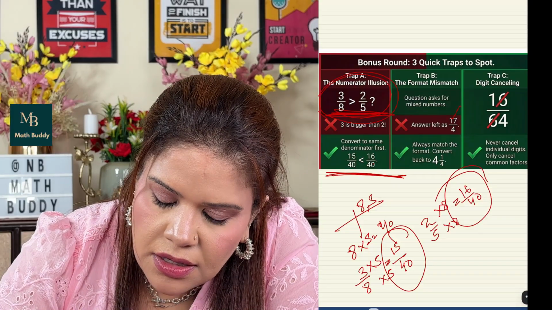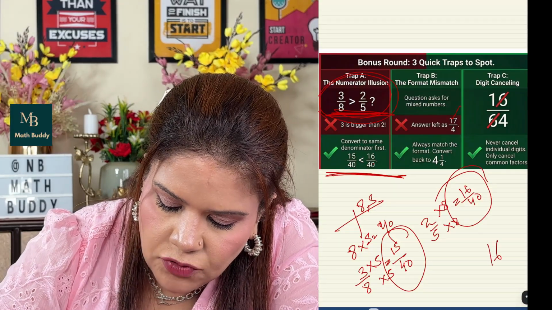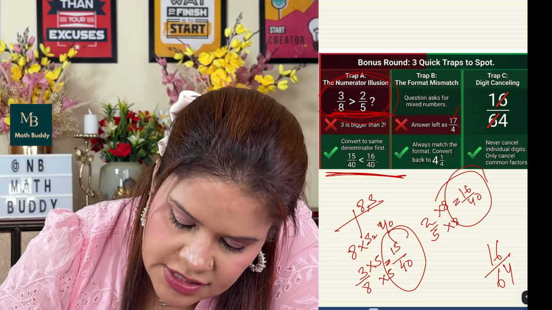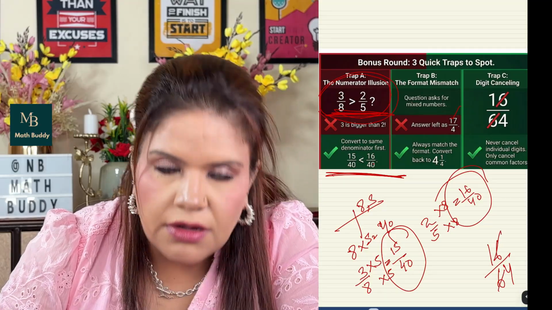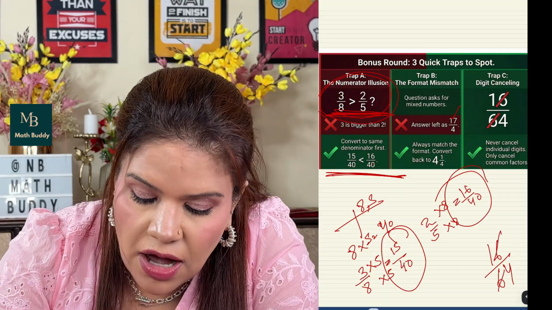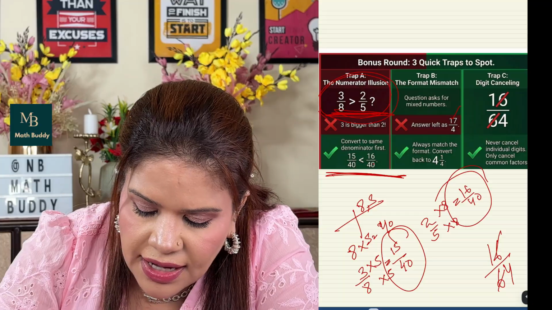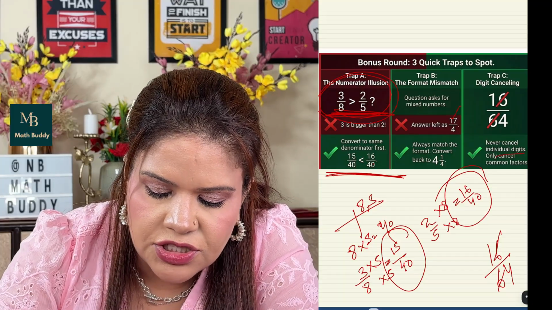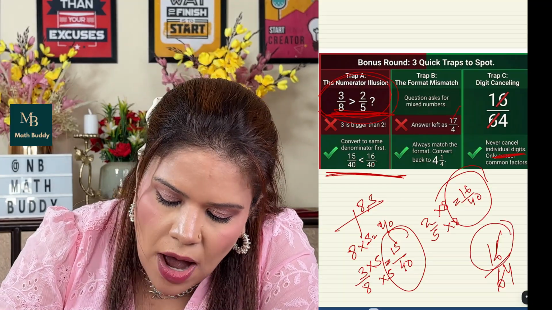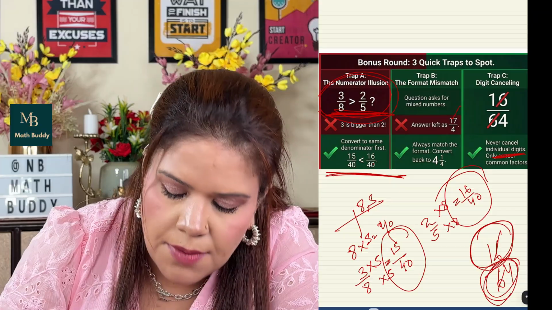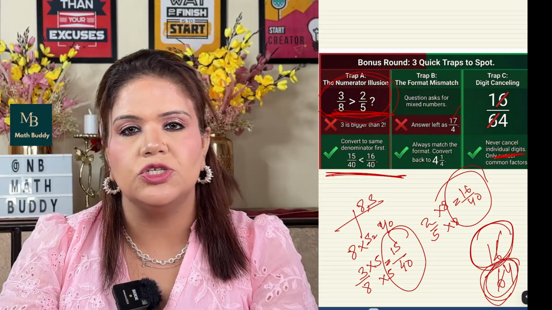Some people cancel the number. Like if they have to simplify, they will say 6 is here, 6 is here, we can cancel. This is again wrong. You can't cancel individual digits. This is one number, this is one number. You can't cancel individual digits.